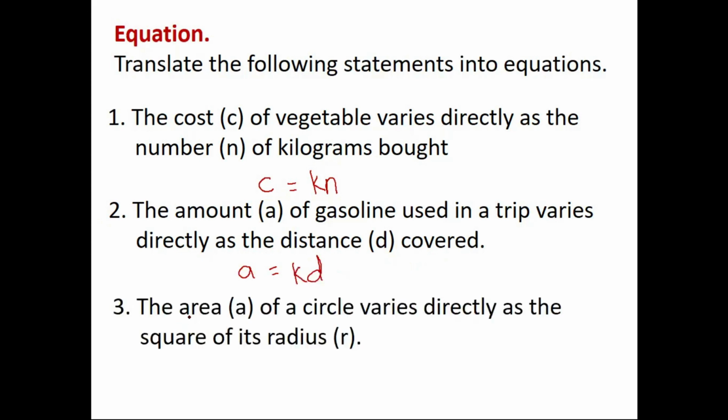Number 3, the area of a circle denoted by lowercase letter a varies directly as the square of its radius. So we have here a varies directly as the square of its radius. So hindi lang basta r yung nandito kasi we have here square of its radius. It should be r square. Kaya merong 2 dito, square of its radius. And don't forget again the constant term. So that's how we translate statements into equations.